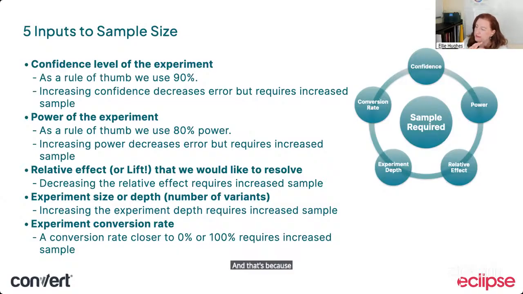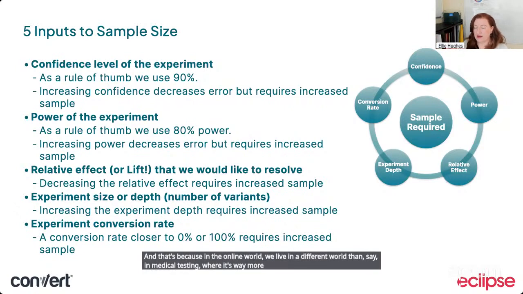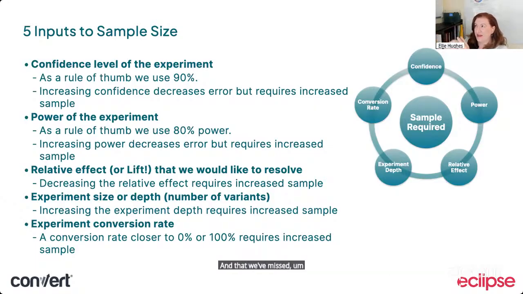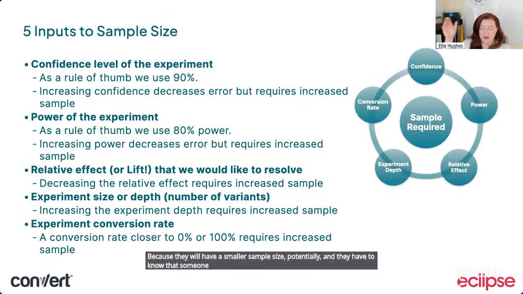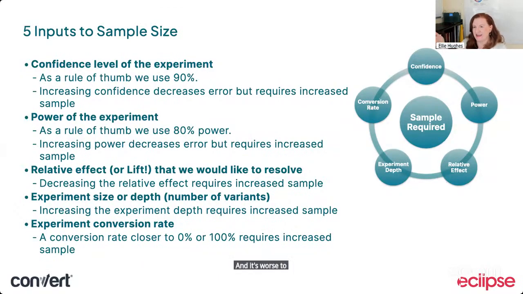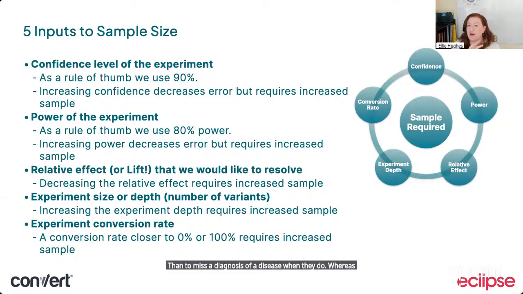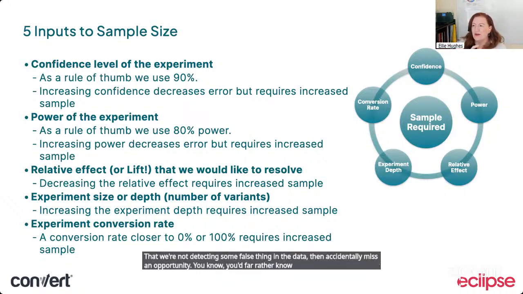And that's because in the online world, we live in a different world than, say, in medical testing, where it's way more important to know that someone doesn't have a disease and that we've missed a diagnosis of a specific disease. They might set the power much, much higher because they will have a smaller sample size potentially, and they have to know that someone definitely does or doesn't have a disease. And it's worse to accidentally tell someone they have a disease when they don't than to miss the diagnosis of a disease when they do. Whereas in A/B testing, we'd much rather know that we're not detecting some false thing in the data than accidentally miss an opportunity. You know, you'd far rather know that you're wrong than you're right, if you see what I mean.